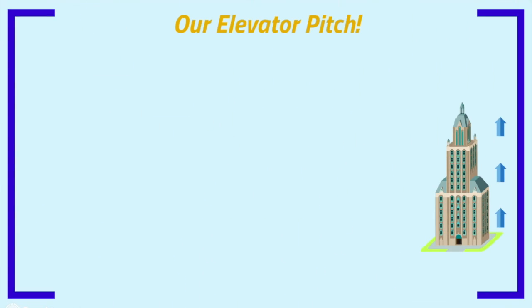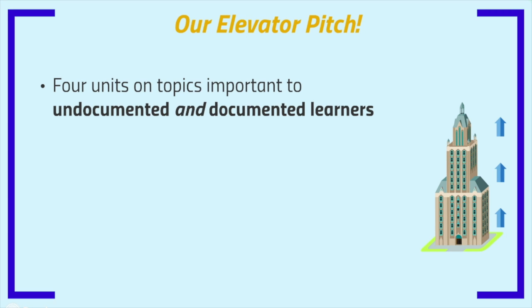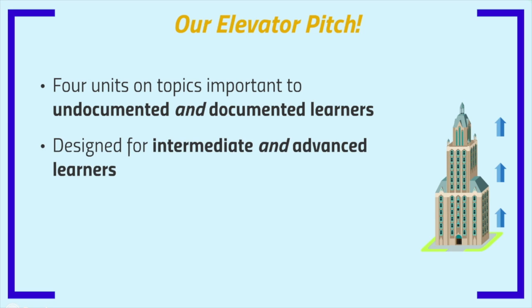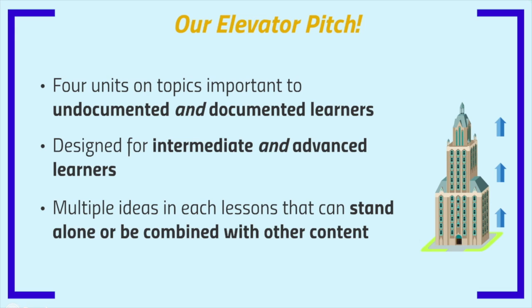So, what does the toolkit contain? The toolkit is made up of 4 multi-lesson units, appropriate for documented and undocumented English language learners at the intermediate to advanced level. Each lesson can be taught as a standalone segment, or teachers can pull out activities and other content to combine with existing lesson plans.